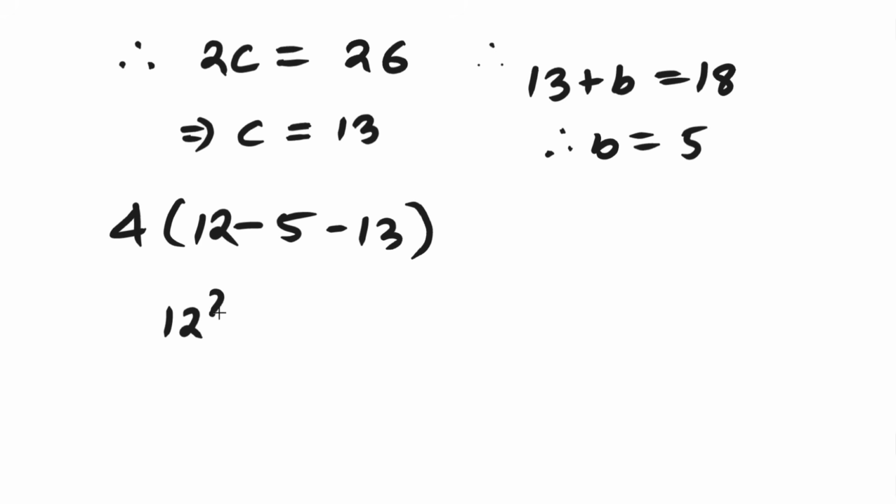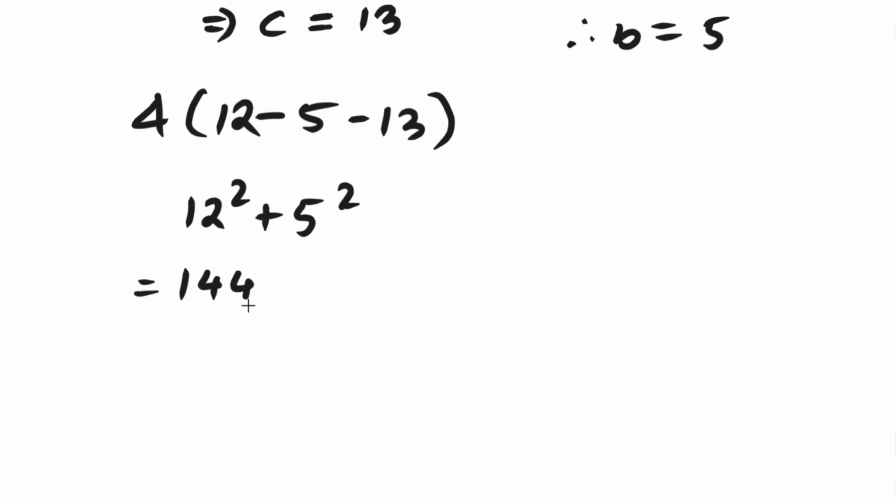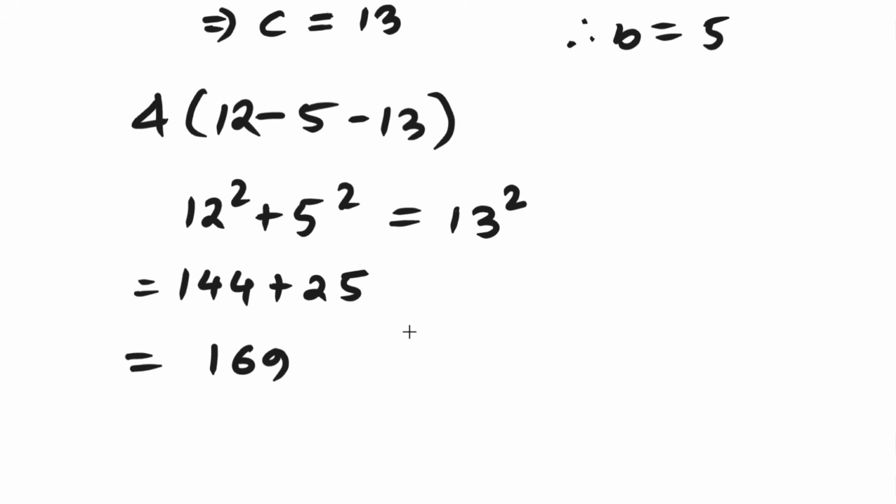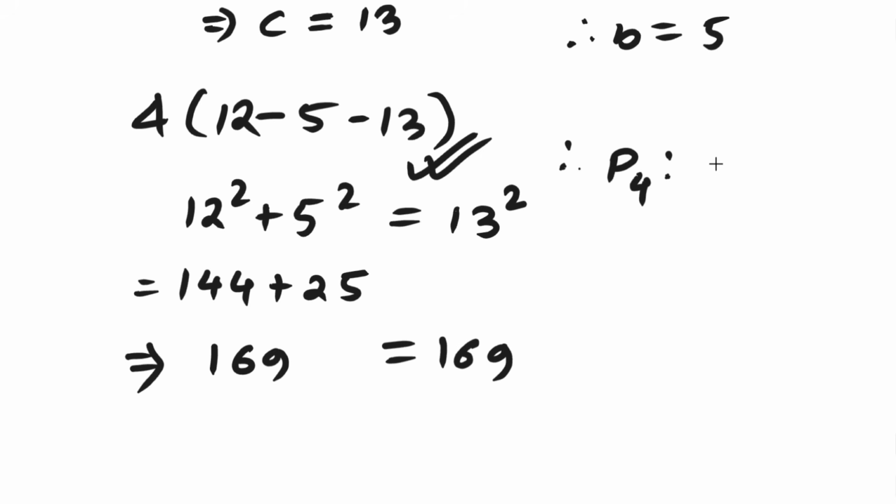Checking. 12 squared plus 5 squared equals 144 plus 25, which equals 169. 13 squared is also 169. Therefore, this solution is correct. The perimeter becomes 12 plus 5 plus 13, which equals 30.